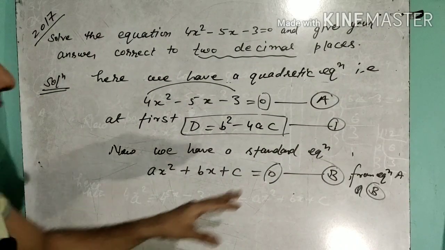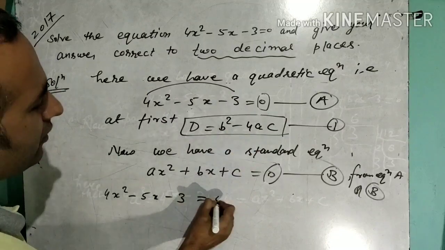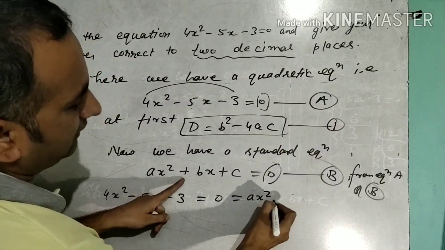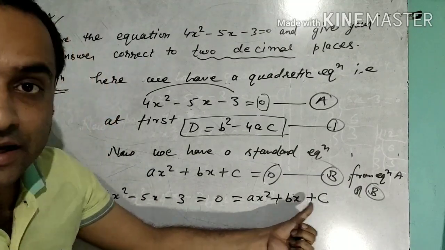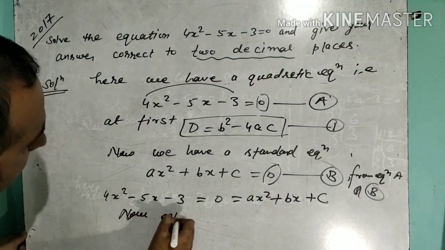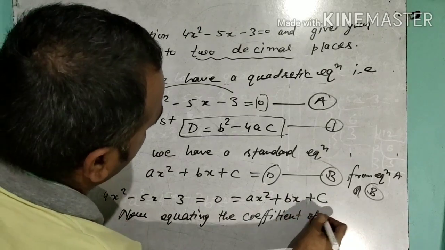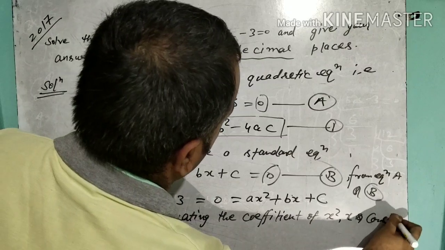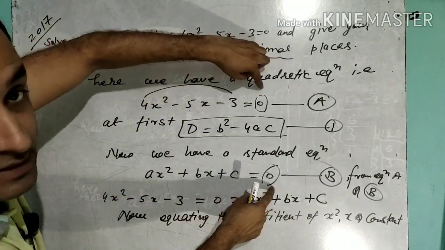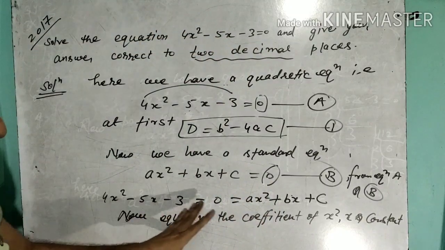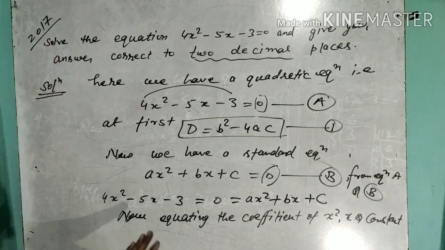So finally students, from equation A and equation B, we have 4x square minus 5x minus 3, which is equal to 0, but this 0 is also equal to ax square plus bx plus c. Now we will equate the coefficients of x square, x and constant. If the RHS are equal, that means the LHS are also equal, because both are equal to 0. So now students, compare these two.